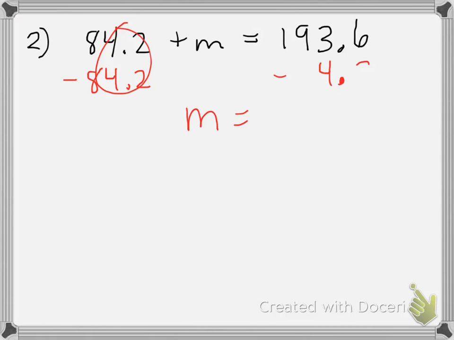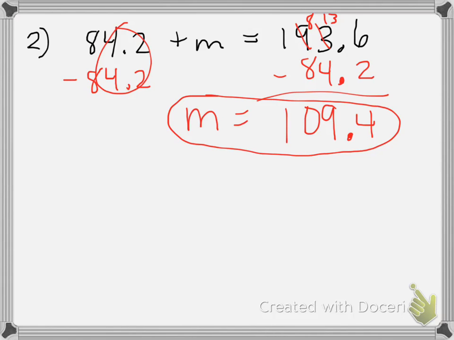Now make sure you line up your decimals. You got to borrow, and there's your answer. Alright, let's move on to number 3.